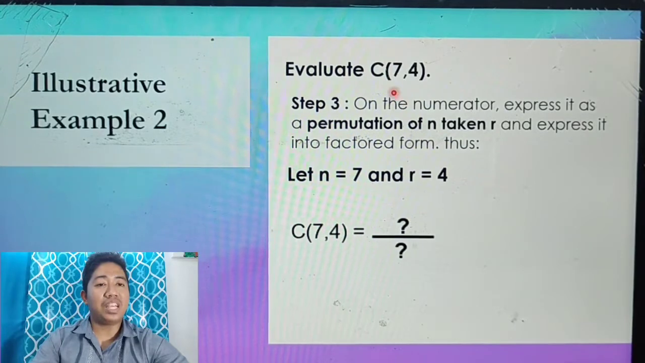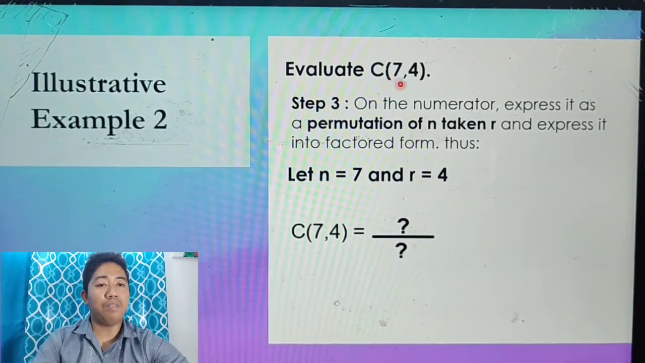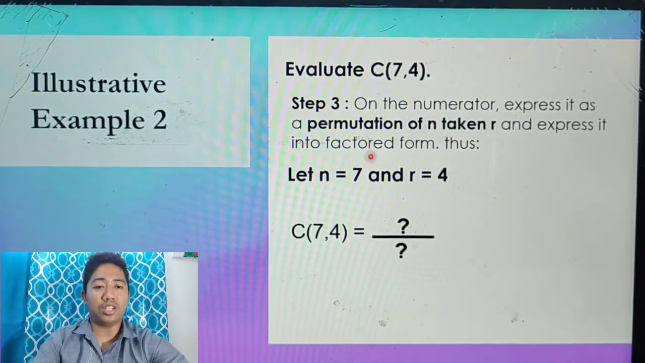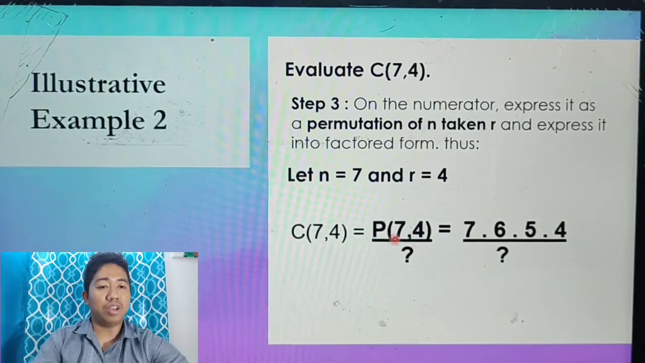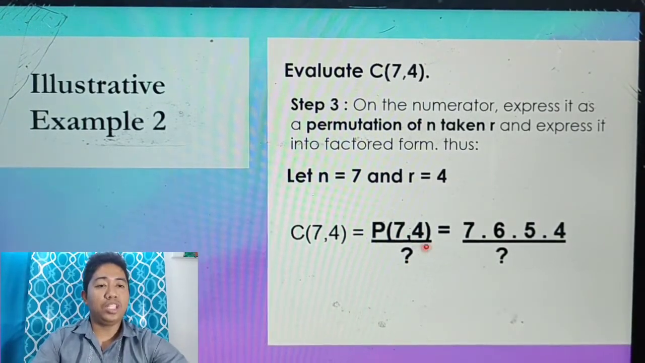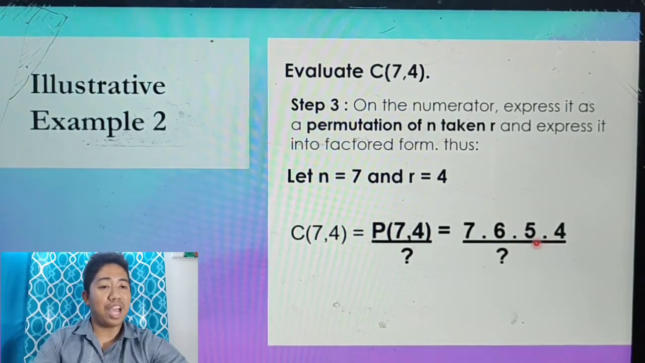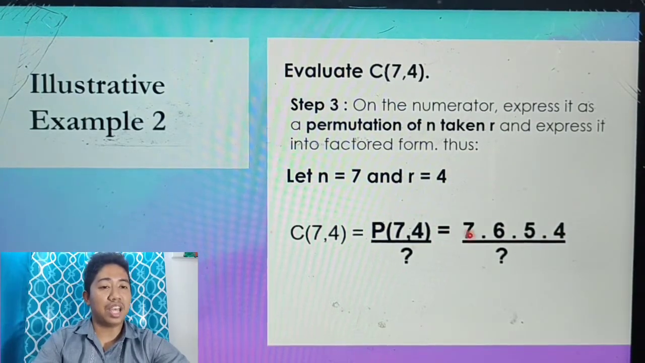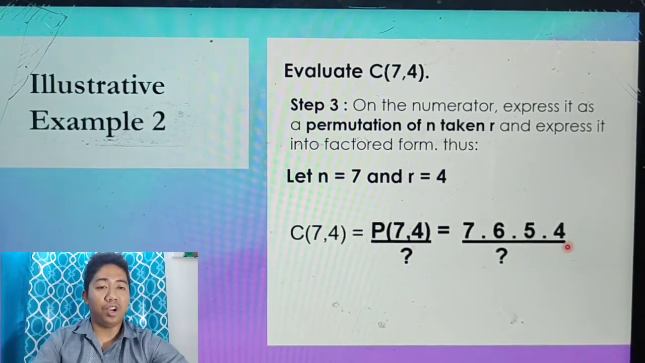So instead of the given combination of 7 taken 4, we will express it as permutations. So combination of 7 taken 4 is equal to permutation of 7 taken 4 all over blank, which evaluates to 7 times 6 times 5 times 4. We need to put 4 factors, which is the value of r. So 7, 6, 5, and 4.